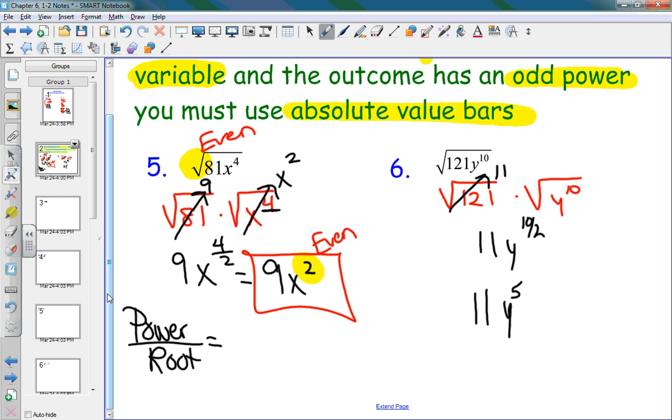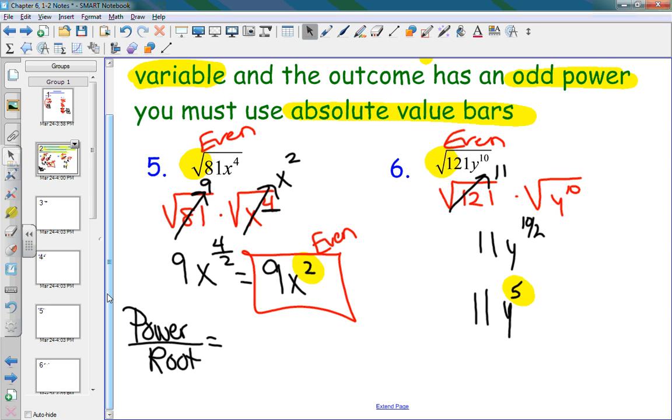Now, I need to determine if I need to have absolute value bars. Well, what is my even or odd root here? Is it even or odd? It's even. So since it's even, I now have to come down here and check my exponent and its result. What type of number is that, even or odd? That is going to be odd.